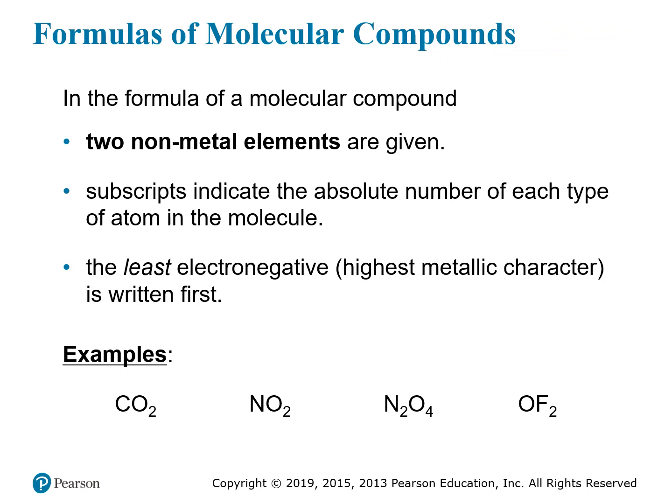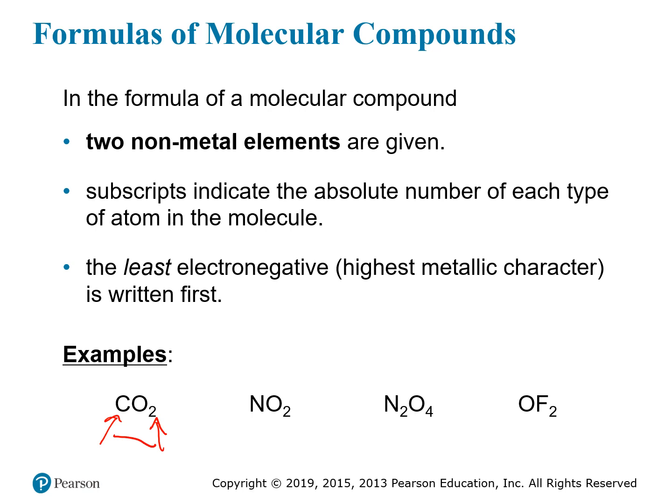In the formula of a molecular compound, you'll typically see the symbols for two nonmetal elements written. And after each symbol, you'll have a subscript number indicating the number of that type of atom in the molecule. If there's no number given, then you assume that there's only one of those atoms in the molecule. So for example, with CO2, you have two oxygen atoms and only one carbon atom. Okay. Typically, the least electronegative element is written first.